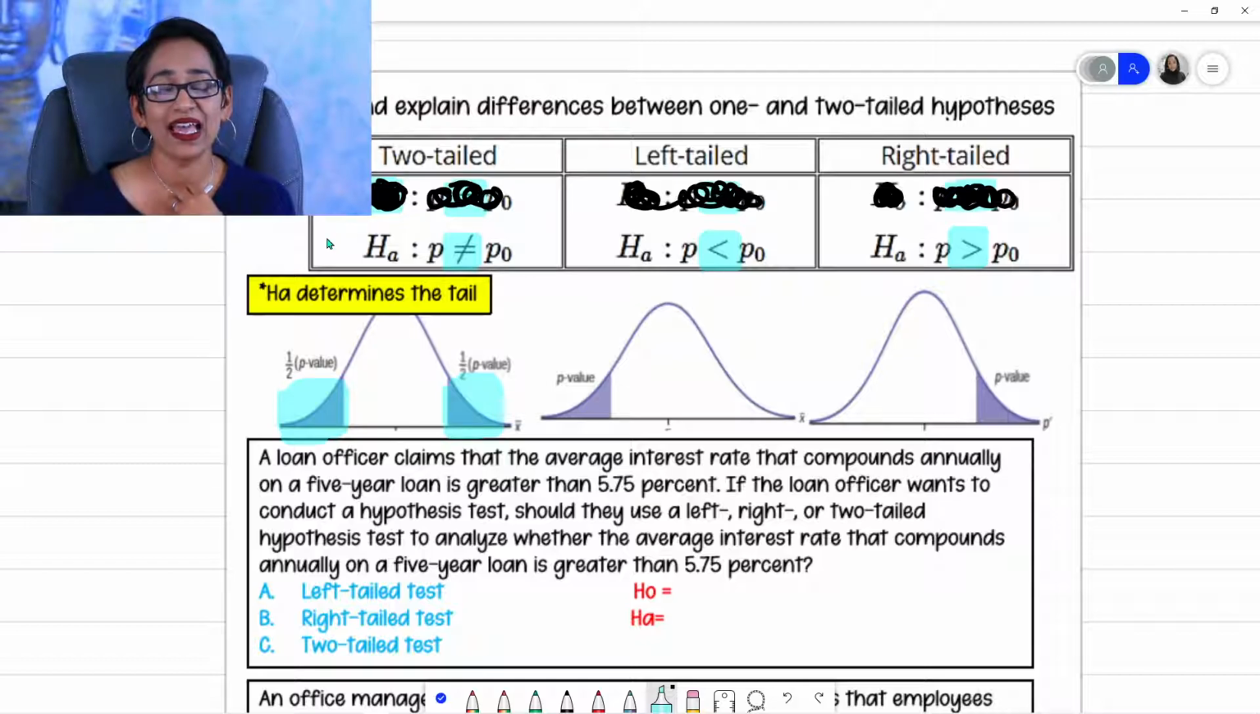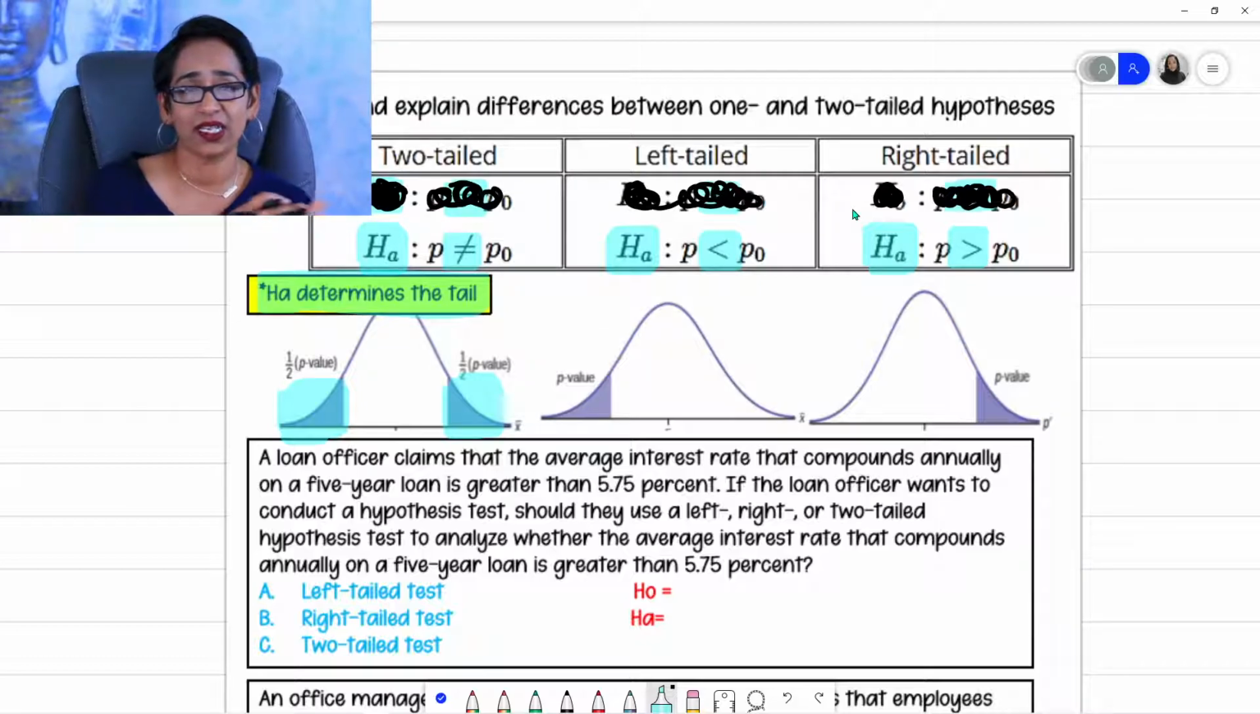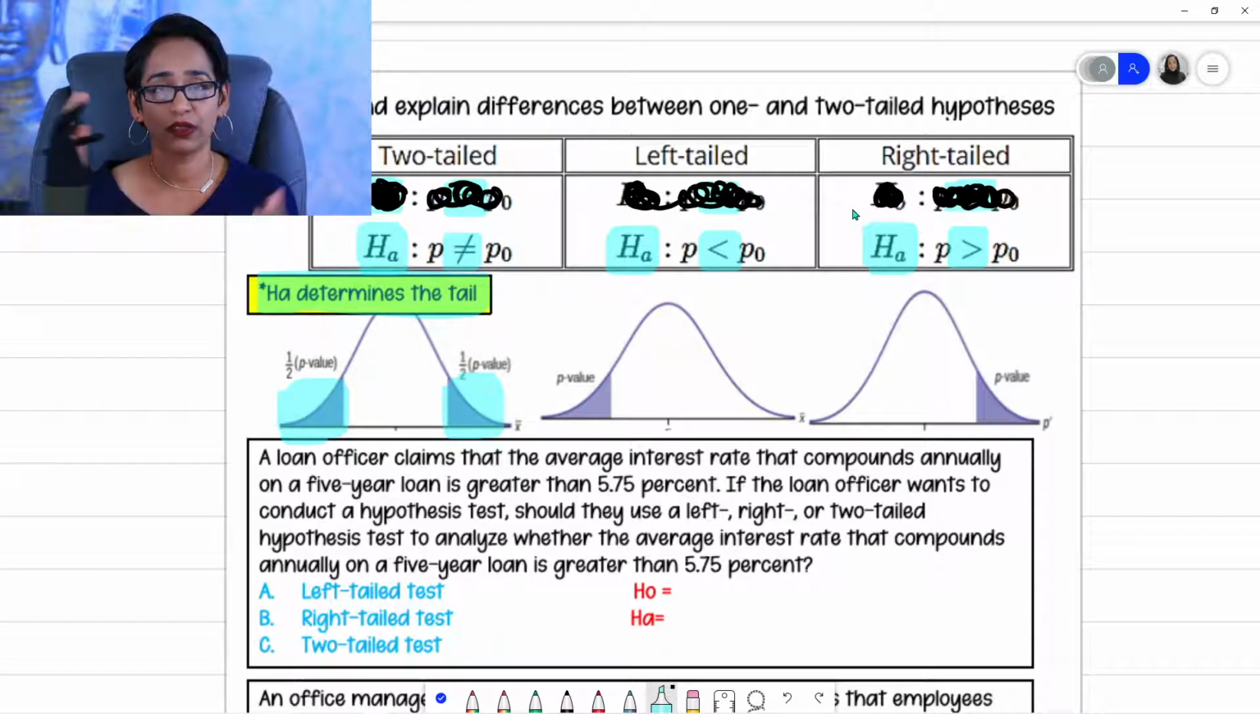Fair enough? And again, the only thing that determines your tail is your HA. Don't look at H naught. You only look at HA. Write this down: HA determines which tail. Greater than, right-hand side. Less than, left-hand side. Not equal to, two-tail, greater or less. Now let's go ahead and do the problems.